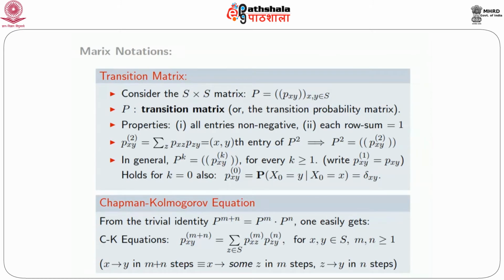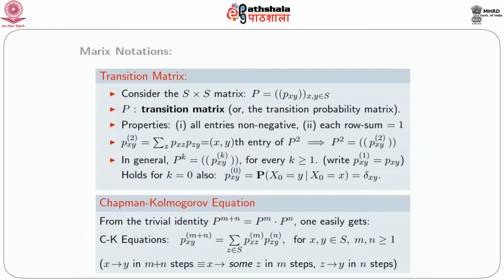However, if you look at this free of this matrix notation, you can also try to give a probabilistic interpretation to this. Basically, see that on the left hand side you are looking at the transition probability of going from x to y in m plus n many steps.